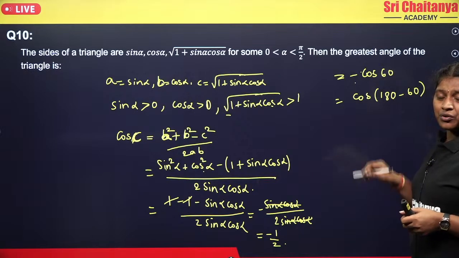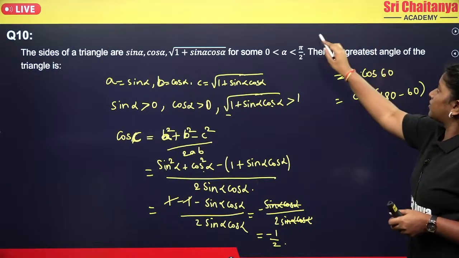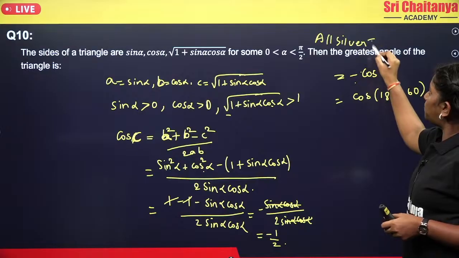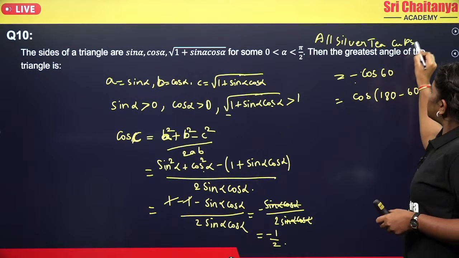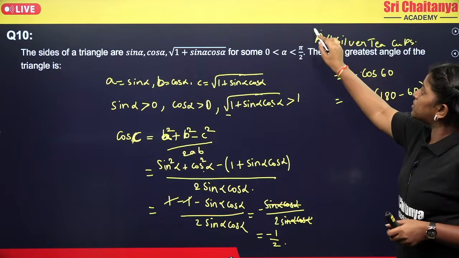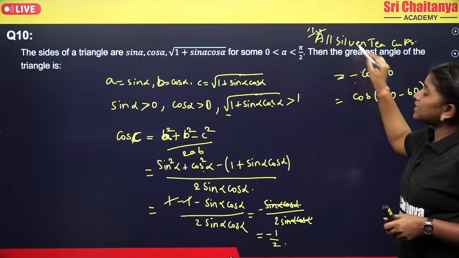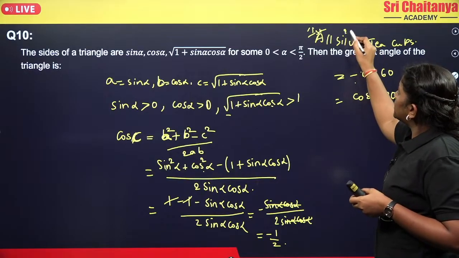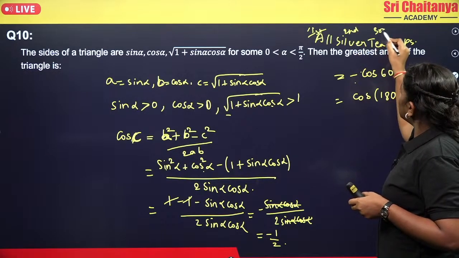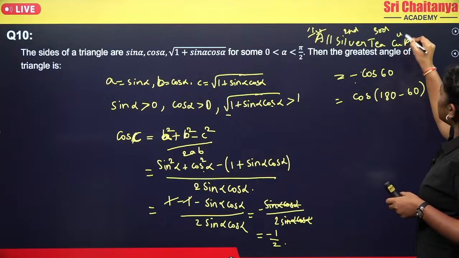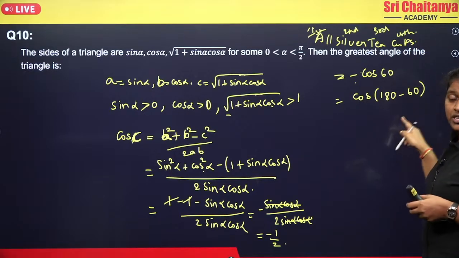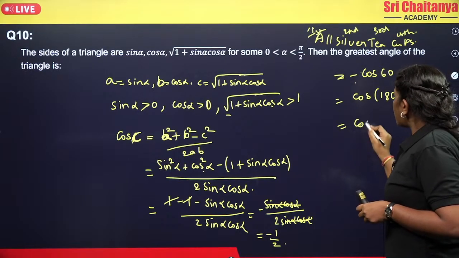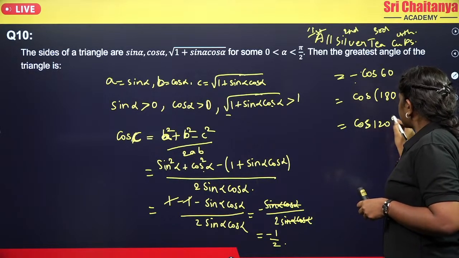So I think everyone knows about the All Silver Tea Cups rule, right? So how can we get these transformations? With the help of All Silver Tea Cups, where all are positive in the first quadrant, and only sine and its opposite, which is cosecant, are positive in the second quadrant, and tan and cot will be in the third, and cosine and secant will be in the fourth, okay. These transformations I did depending upon All Silver Tea Cups, okay. Now here it will become cos of 120 degrees, clear.